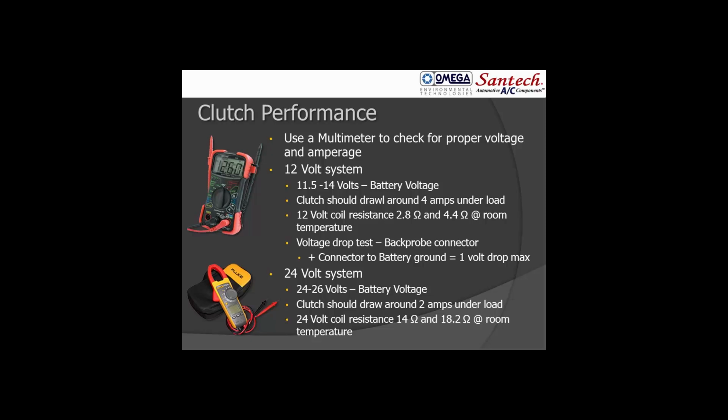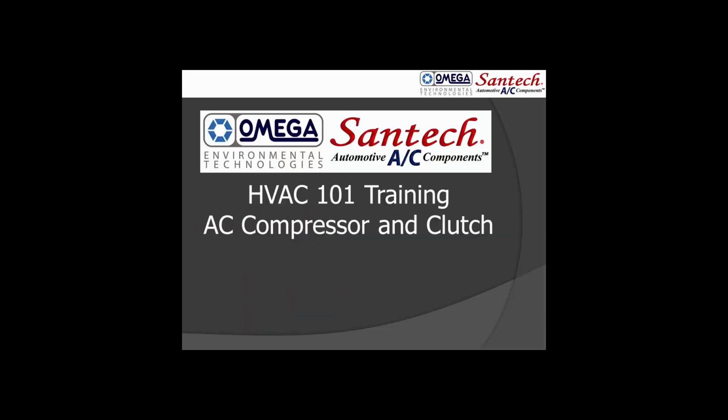They can also do a voltage drop test across the entire circuit. They don't ever want to drop more than a volt anywhere in the circuit. If they're dropping more than a volt, that's typically a ground issue, a bad ground, perhaps a bad relay, something like that. If they're dealing with 24-volt systems, again, battery voltage, 24, 26 volts, the clutch will draw about 2 amps under load, and the coil resistance on those should be 14 to 18 ohms worth of resistance.